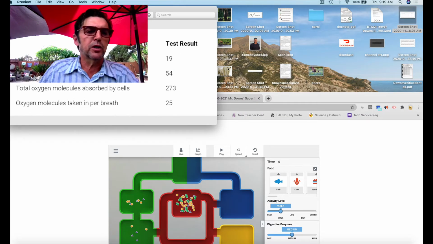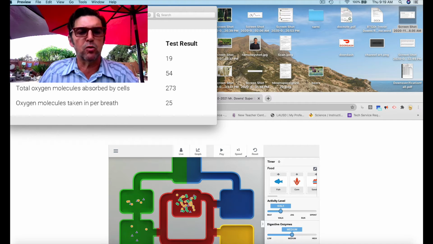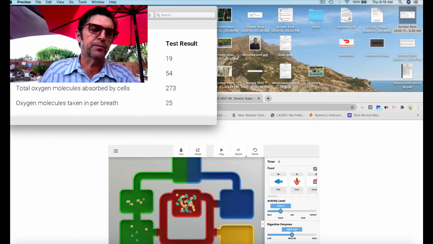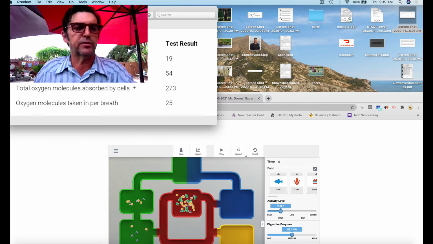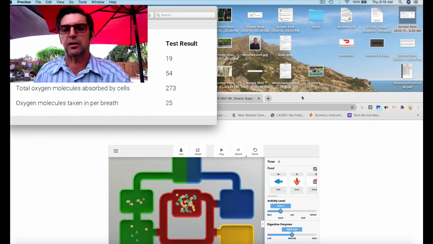Let's start with glucose molecules absorbed by cells. Now, it's possible she has both asthma and diabetes. That would be interesting. Total glucose molecules absorbed by cells, 19. Total amino acid molecules absorbed by cells, 54. We don't care about that. Oxygen, 273. Oxygen molecules taken per breath. So let's look at glucose molecules absorbed by cells.